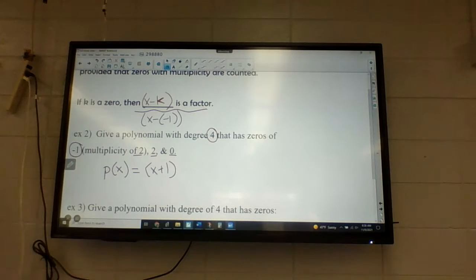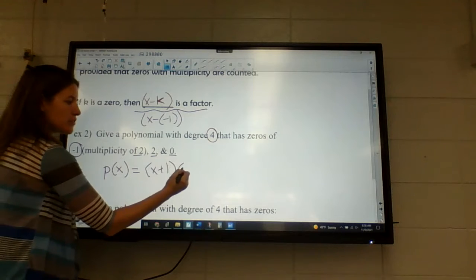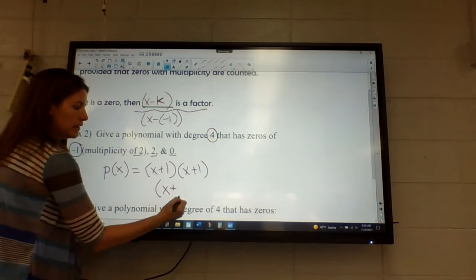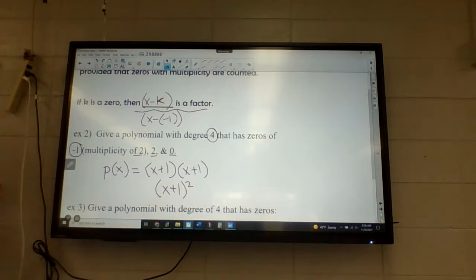Now it has a multiplicity of 2, so you can write that a couple of ways. You can just write it like this. If you prefer, don't want to use extra ink, you could write it just squared. Because x plus 1, if I solve that, would give me that -1.